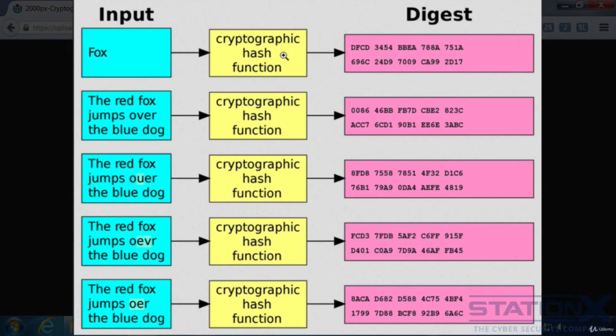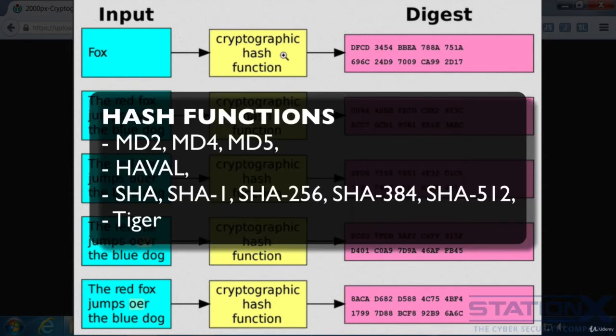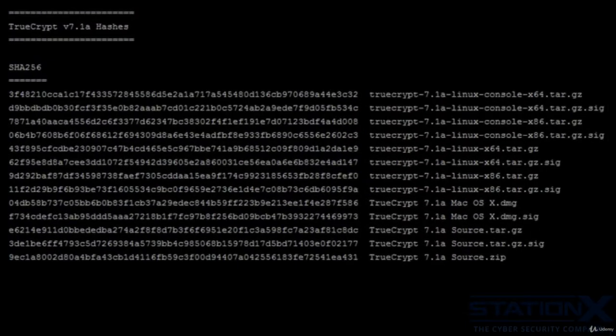There are many examples of hash functions. You've got MD2, MD4, MD5, HAVAL, SHA, SHA-1, SHA-256, SHA-384, SHA-512, Tiger, etc. Today, if you're looking at a crypto system, really it should be using SHA-256 or above, which means SHA-384 and SHA-512. Let me show you some examples of this practically being used.